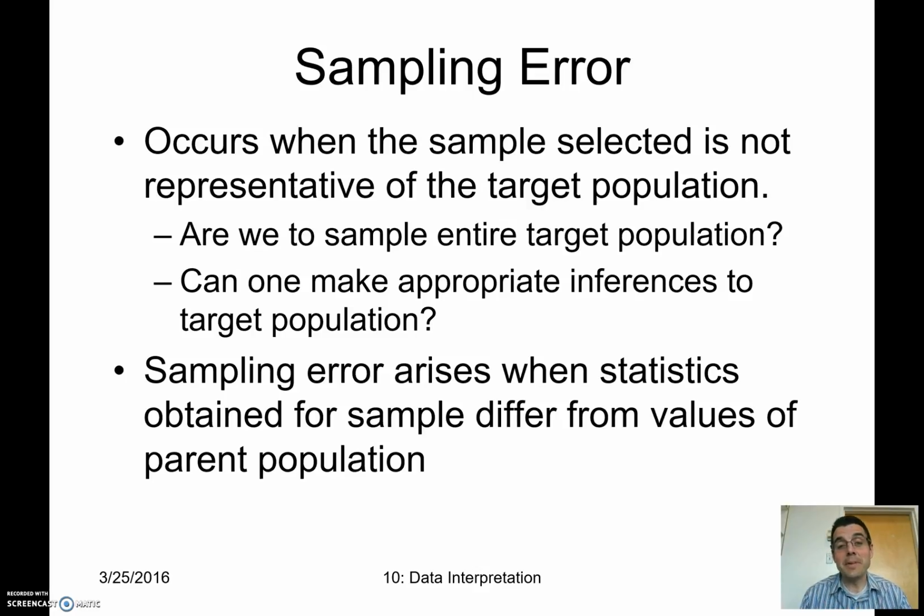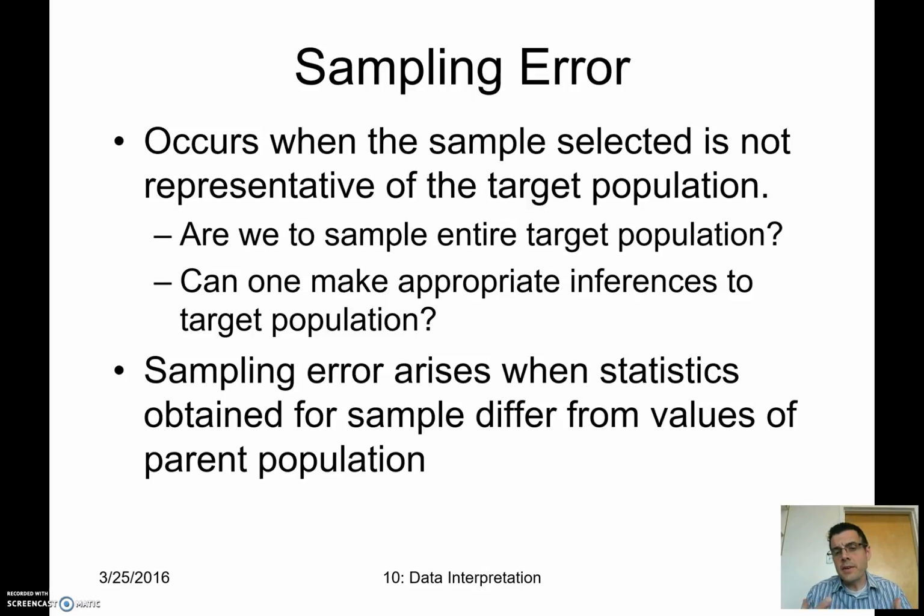I've given this example in class, and the kind of questions that you could think about is, are we to sample the entire target population? Does it make sense that if we're trying to do an epi study, we have to sample everybody within a community, or are we able to take a smaller sample and then extrapolate those findings to the general population? Within class, I've talked about how I can take 10 students that sit on the front row, and is that very representative of the entire class? Can I make an appropriate inference to that target population?